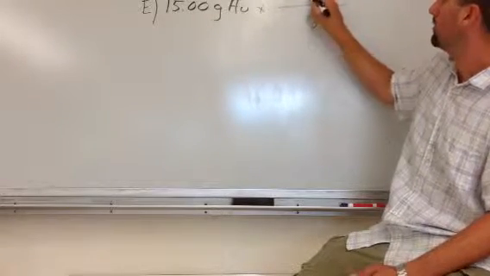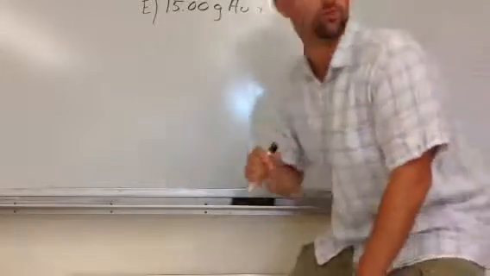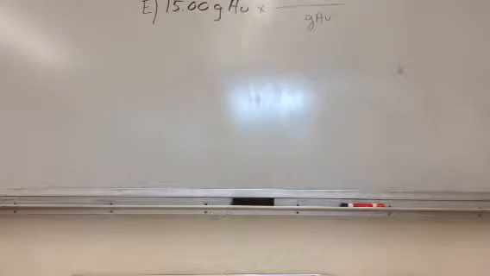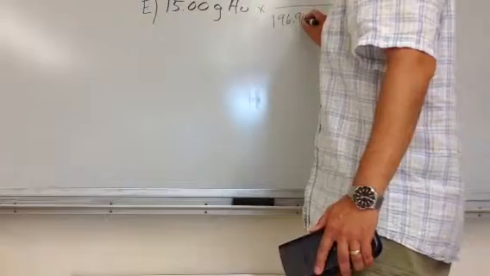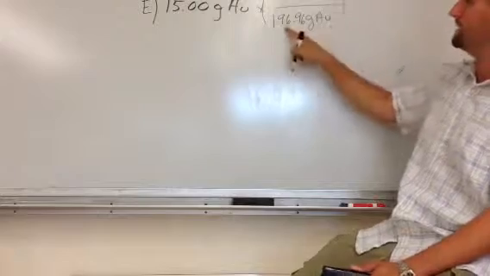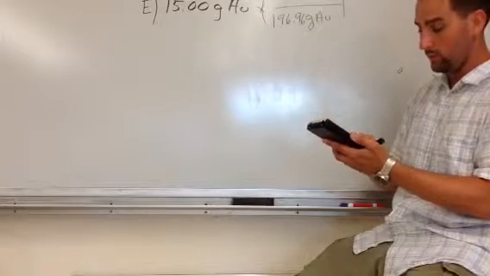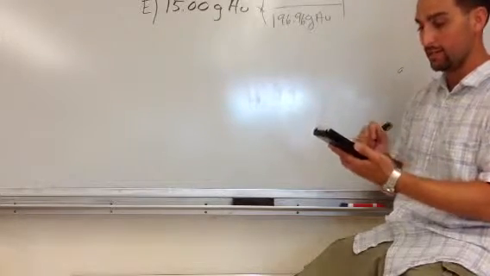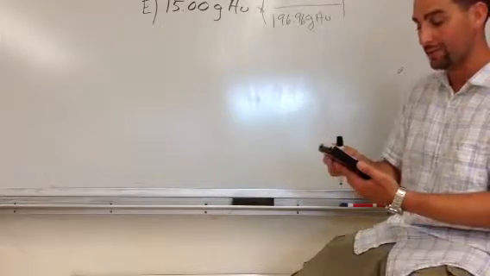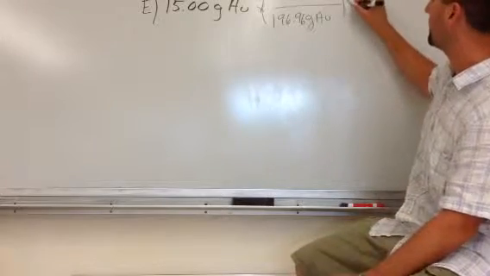So 1 mole of gold is, I think it's 179. Let me double check myself here. 196.96. I was off. I was thinking of something else. Okay. So the molar mass of gold is 196.96. So 15 grams divided by 196.96. I'm going to keep that number. I get 0.076, and it keeps on going. I'm going to hold on to those digits and round to the very end.